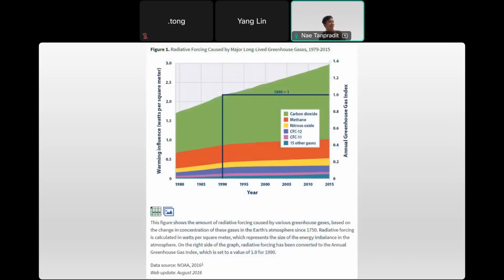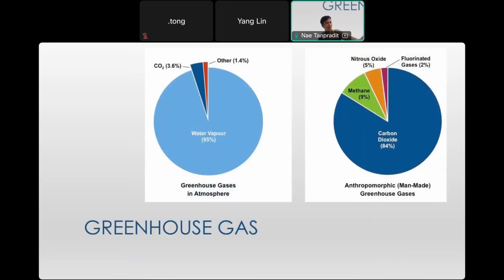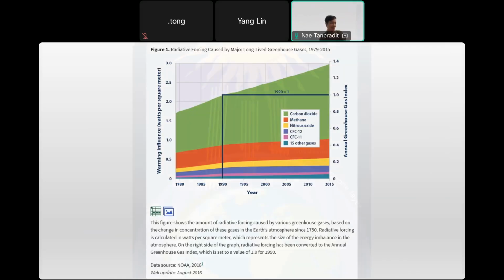Okay, it's too many details. Methane: actually, we have less methane. You see the green one, less methane than the carbon dioxide, but methane is more potent than the carbon dioxide, like more than 5 times. But the methane can be easily vanished, it can easily change into other forms. But carbon dioxide, the scientists say that it will continue in the atmosphere for a longer time.